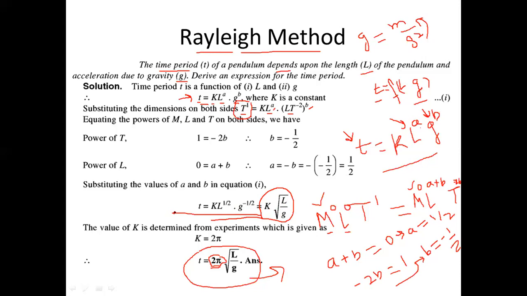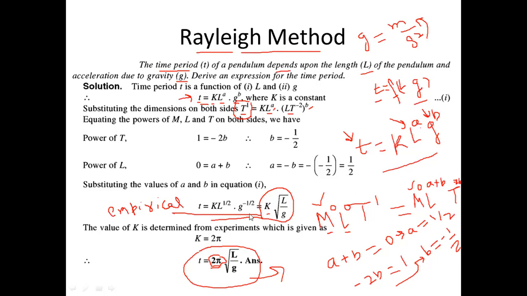This relation is called an empirical correlation. What is this empirical? Empirical means you are getting the dependency on the variables, but you are not exactly getting the answer because you don't know the value of the constant. You know how L and G are depending, but you don't know the value of the constant. Right? So using Rayleigh's method, we can develop an empirical correlation.